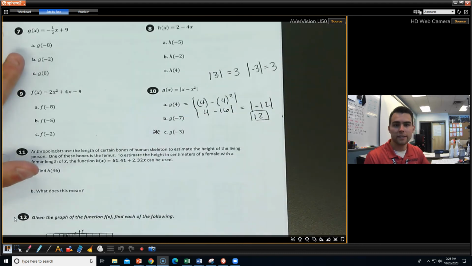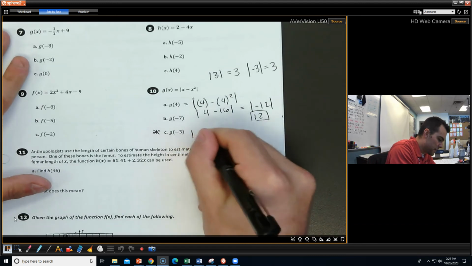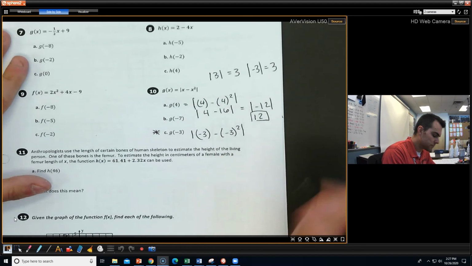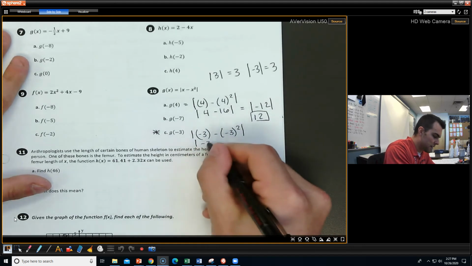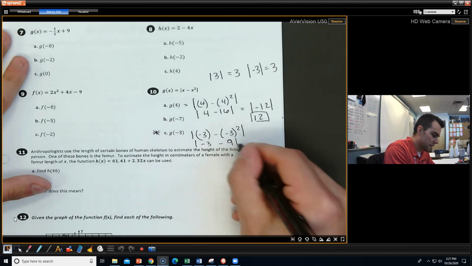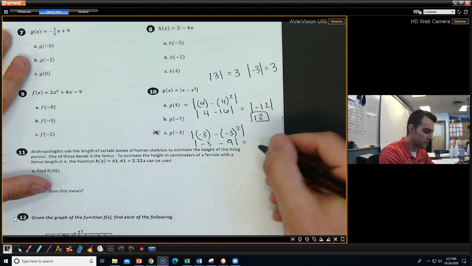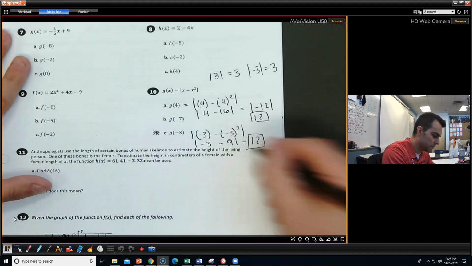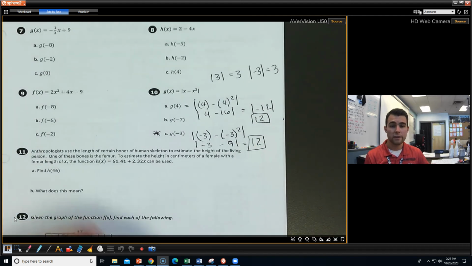All right? And go. All right, we're back. Let's take a look at this guy. We've got negative 3 minus the absolute value of negative 3 squared. Okay, again, this is going to be negative 3 minus positive 9. And so that's going to be negative 12. But again, it's going to be a positive 12 because of the absolute value. Okay, and we are done.